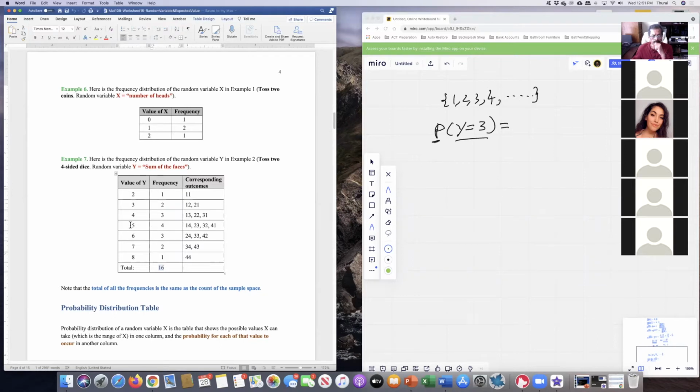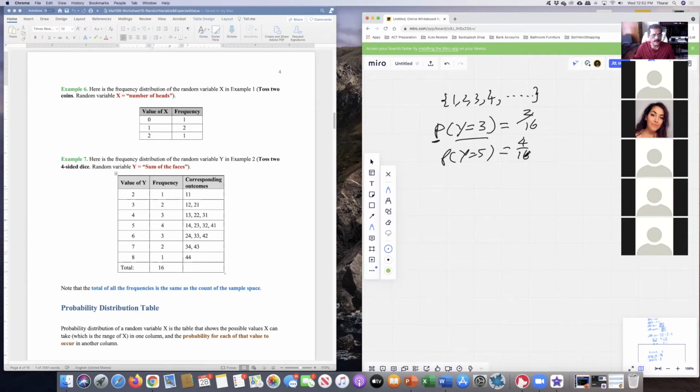Value of the random variable to be 5. We write that as 2/16. Probability for y equal to 5. What is that? Yes, 4/16. Did someone say a different number? If you did, I just want to know what it is and explain. Okay, doesn't matter. 4/16 is the number.